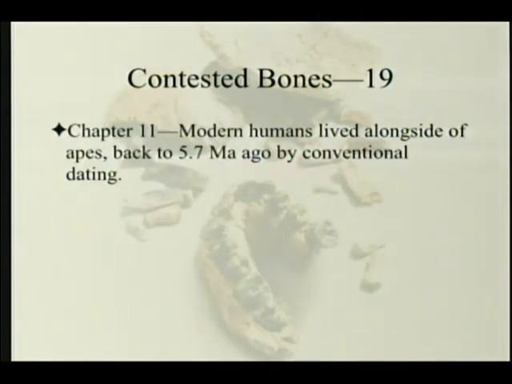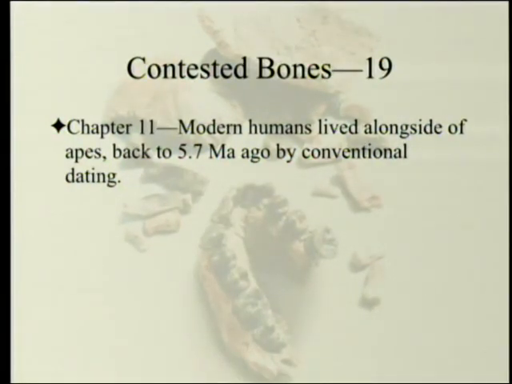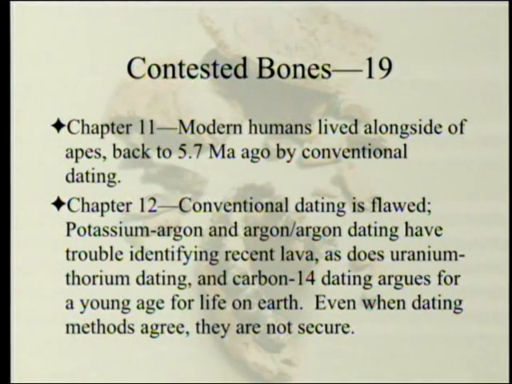In chapter 11, they note that modern humans lived alongside apes, and in fact, that goes back to 5.7 million years old by conventional dating, which means that you can't explain the rise of humans from apes in the standard way. You have to start greater than 5.7 million years ago by conventional dating. Of course, chapter 12 challenges conventional dating. They say potassium-argon and argon-argon dating have trouble identifying recent lava, which is, by the way, true. As does uranium-thorium dating, which is also true, and carbon-14 dating argues for a young age for life on Earth, which is definitely true. Even when dating methods agree, they are not secure.